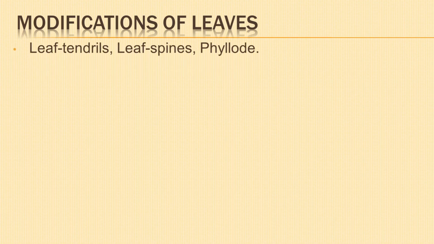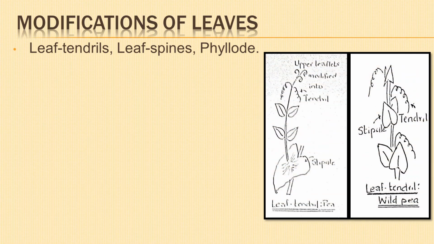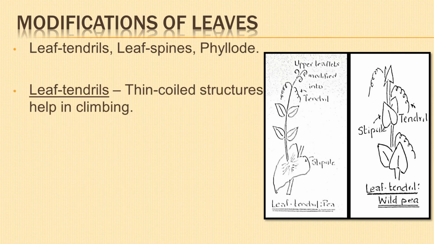Let us learn about the various modifications of leaves. Depending on the need of the plant, the leaves get modified into various structures like leaf tendrils, leaf spines, scale leaves, phyllodes, etc. Leaf tendrils. In some plants, the leaves are modified into thin, coiled structures known as tendrils, which help the plant to climb around a support.